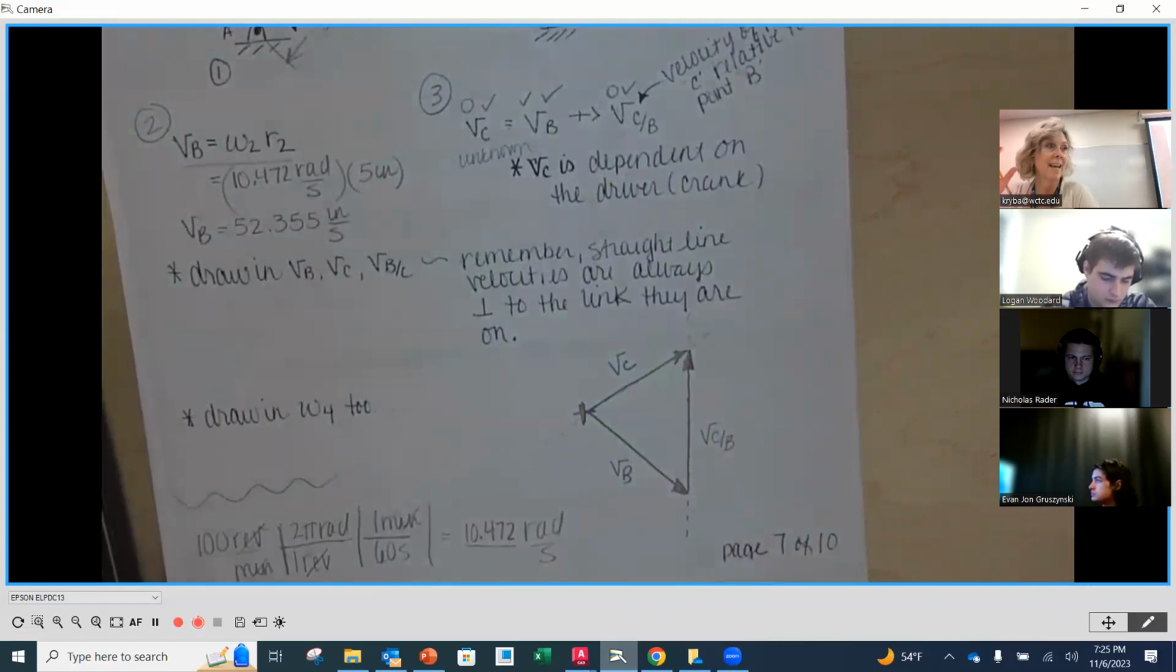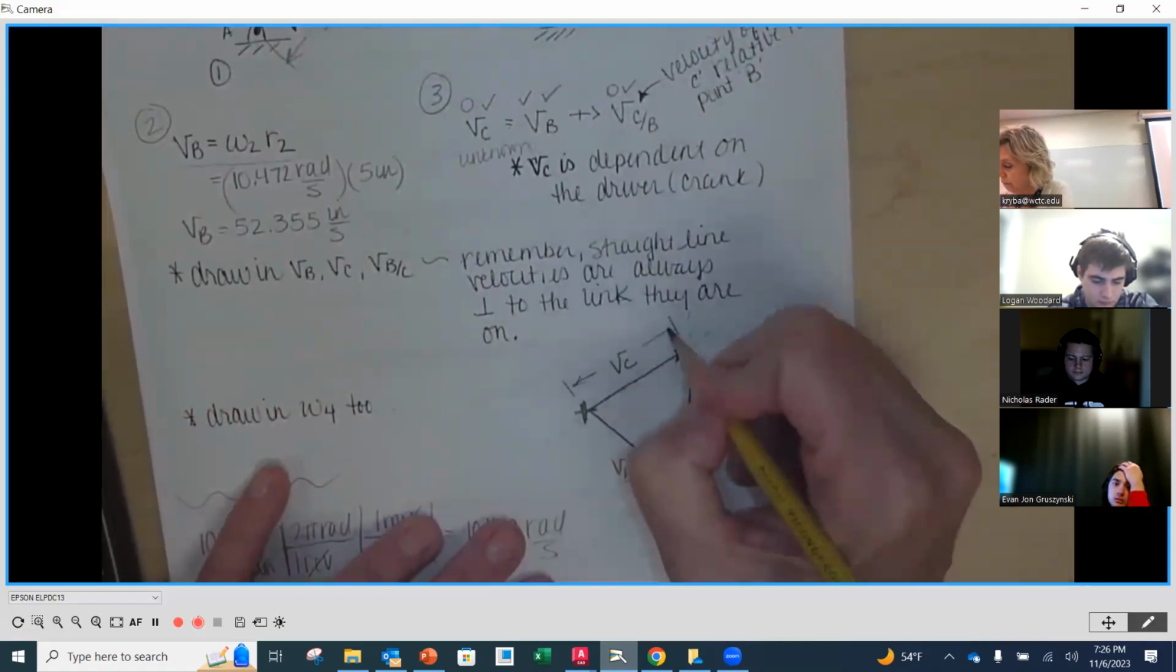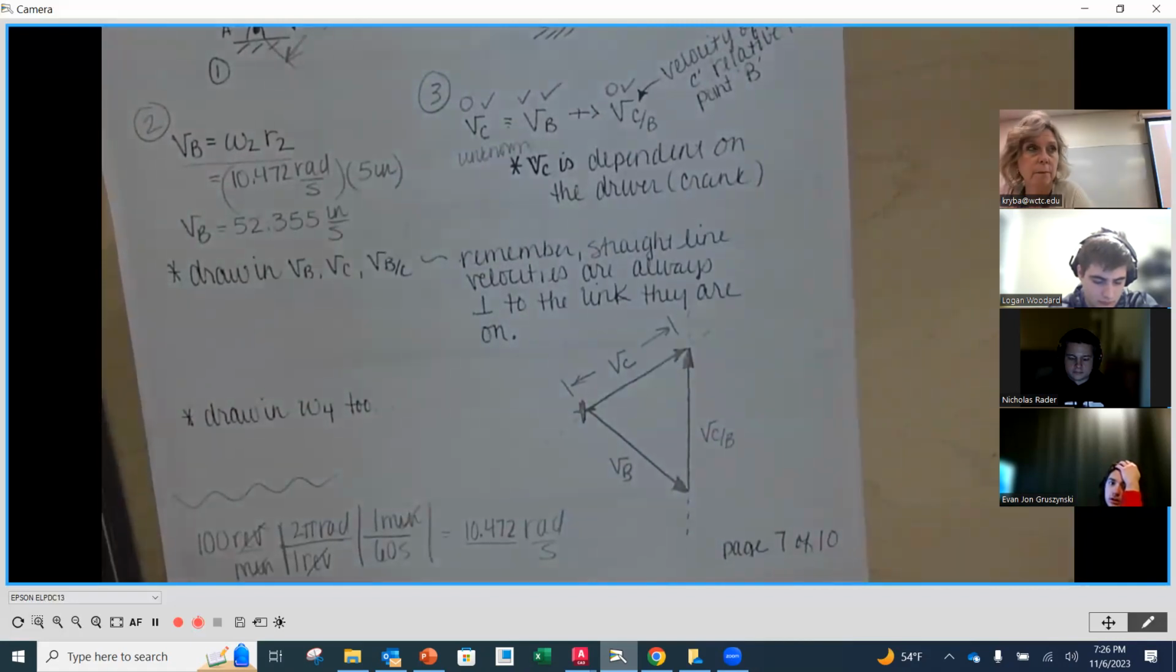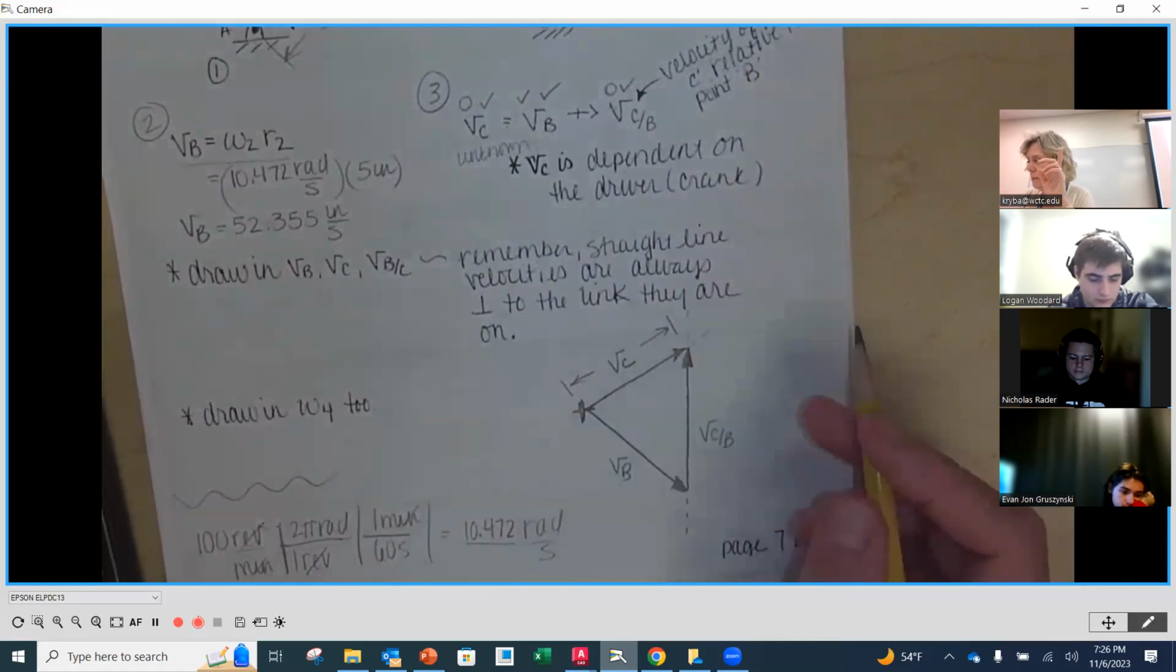Now we're drawing this in CAD. We're pretending we're drawing this in CAD. So how are we going to get the magnitude of VC at this point? Just going to simply measure it, right? Just like we did in chapter 3. So we're going to measure along here and we're going to get the actual dimension. That's going to be the magnitude of the velocity of C. And what would the units be here?